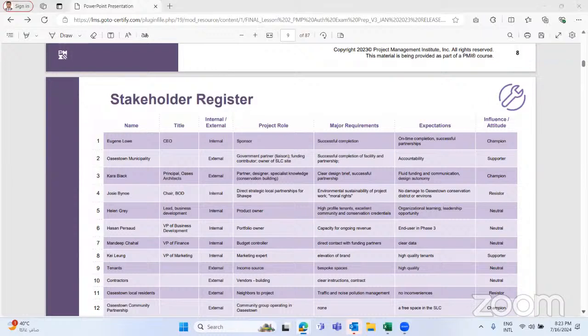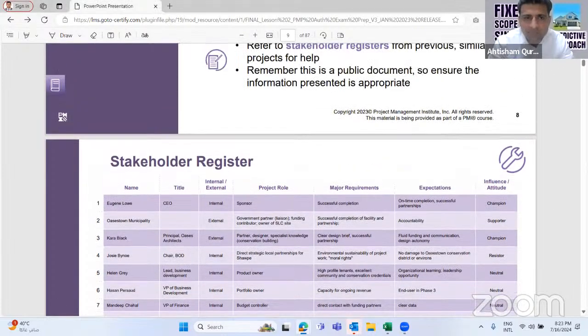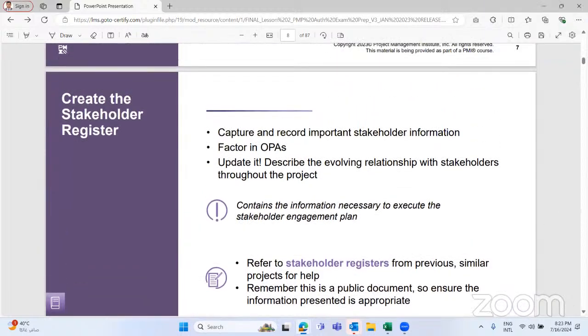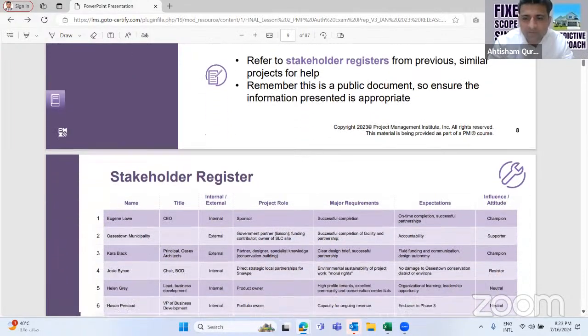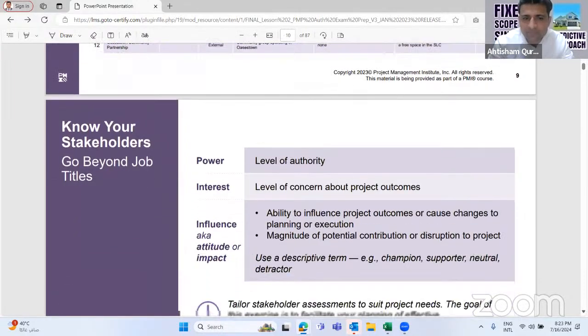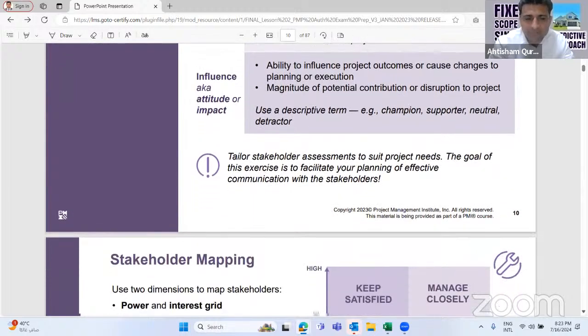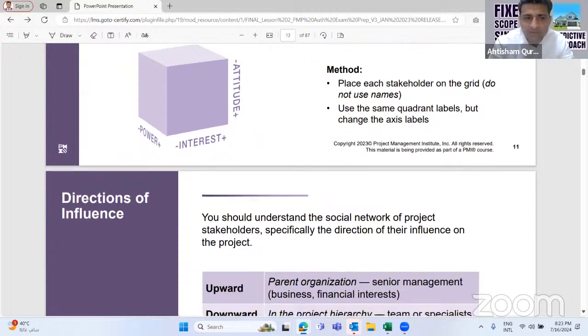You understood the structure of the stakeholder register? Yes. You know the significance, the importance of the stakeholder register? Yes. Okay. You know how we can assess our stakeholders? Power, interest, influence, attitude, impact. These are the things we need to know to assess the stakeholders, right? Yes, right. So it will show us their engagement levels as well.